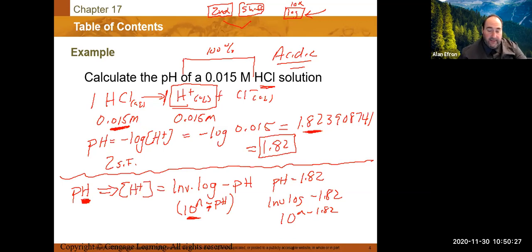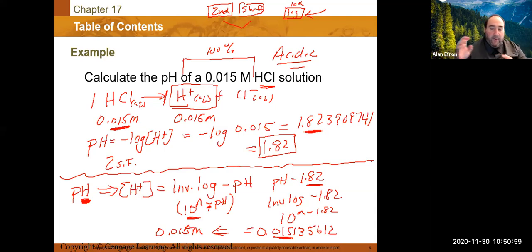So again, if we do this on our calculator, it spits out 0.015135612. So going backwards here, since we started with the pH value at 1.82, that's 2 decimal places, we would go not to 2 decimal places, but to 2 significant figures here, which gets us back to our original number of 0.015 molar. So again, you want to follow that rule no matter which way you're going, forward or backwards on that calculation. Sig figs to decimal places going one way, decimal places back to significant figures going the other way.